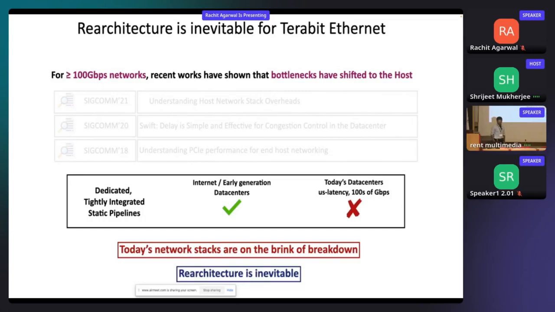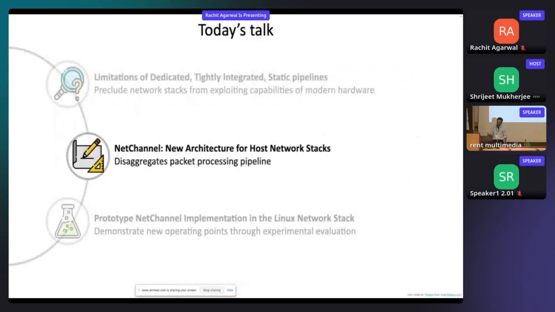So the goal of this whole three-year project was to rethink this architecture. Okay, if we look into the future, say, today, what should this re-architecture look like? What responsibility should the kernel take? And that's where the NetChannel project came up. So let me tell you a little bit about this NetChannel architecture.